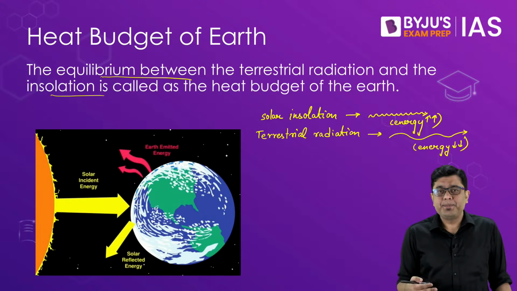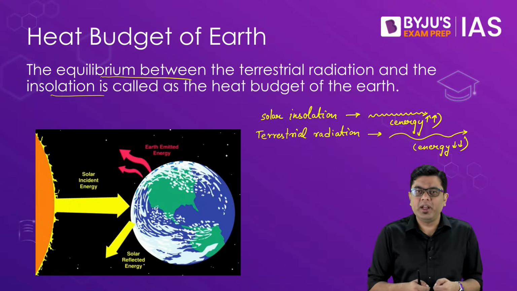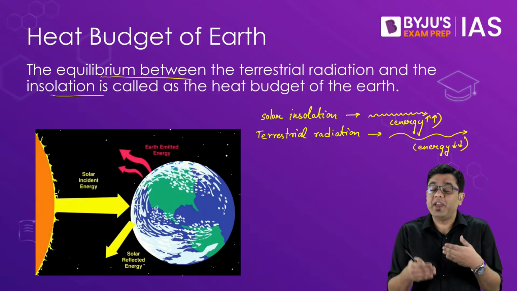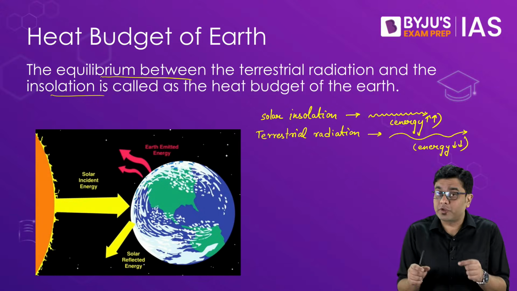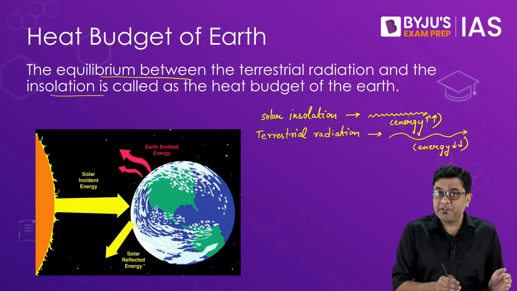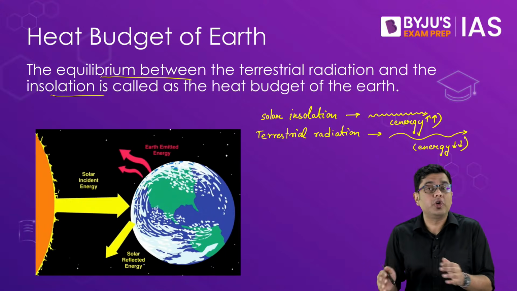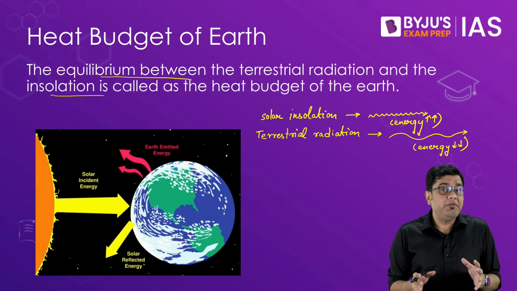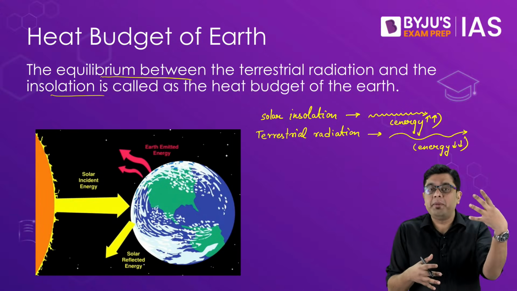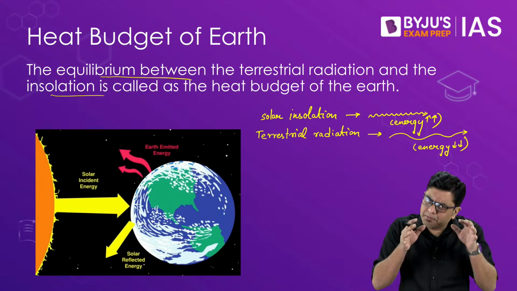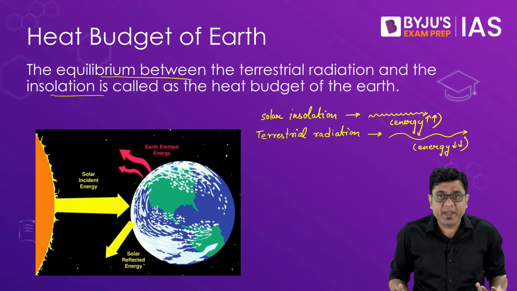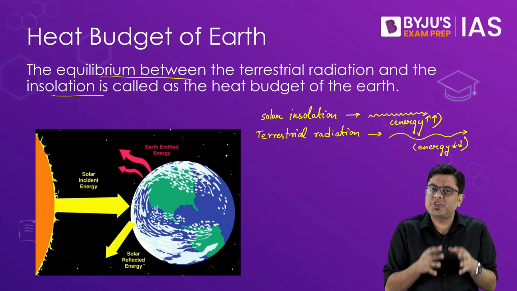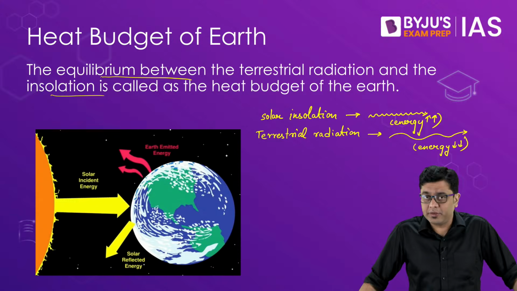Now, why is it that the incoming solar radiation has a short wave and a high energy level, whereas the outgoing radiation has a long wave and a low energy level? That can be ascribed to the fact that when the planet itself emits radiation, the planet is much cooler as compared to the sun. So obviously the amount of energy released will always be much lesser as compared to the sun as well.